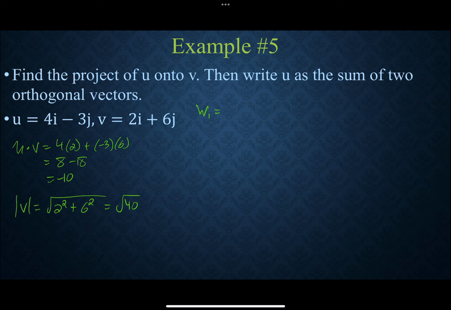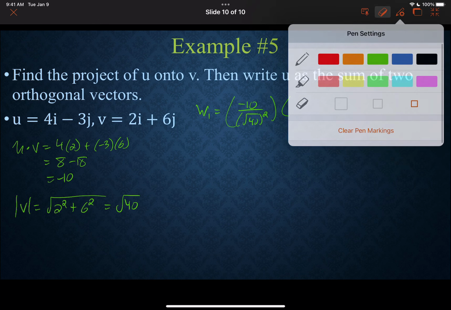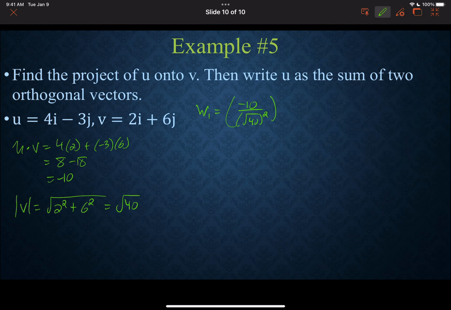And then W1 is going to be that dot product negative 10 over the square root of 40 squared times vector v, not parentheses, let's fix that. 2, 6. I'm going to write it in its component format rather than the i's and j's, just a little bit easier to write out right here. We get negative 10 over root 40 squared is 40, so this is a negative 1/4. Multiply with 2, 6, and we get a negative 1/2 comma negative 3/2. What you'll notice is the exact opposite direction of what we originally had. Making sense that, again, u dot v is negative, so we're going to be going in the opposite direction.